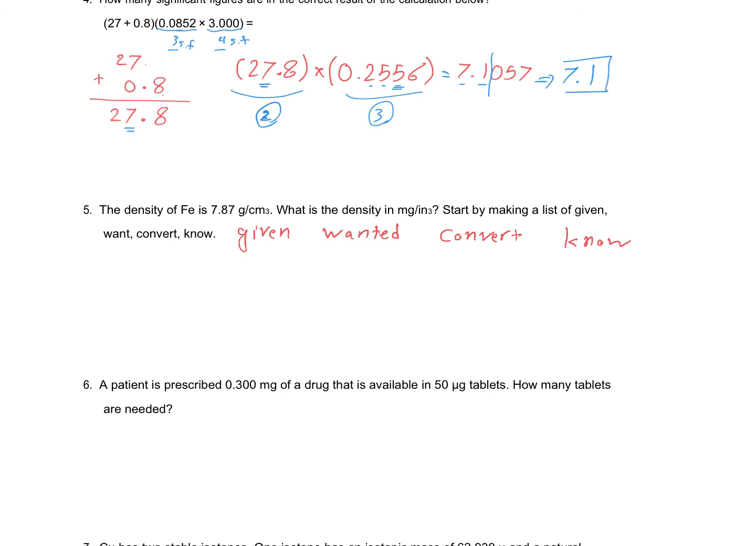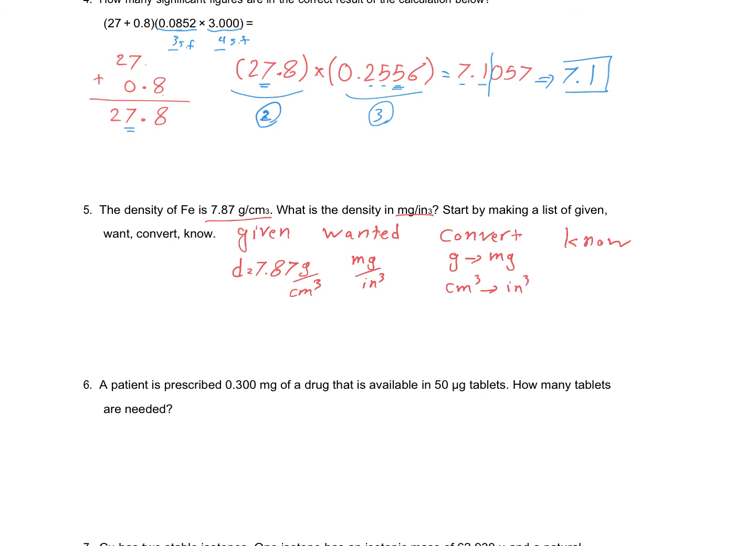Okay, what is given? Reading the question, you see the data that is given is the density. So we have the density as 7.87 gram per cubic centimeter. What is wanted? It says what is the density in milligram per cubic inches. So we want the density in milligram per cubic inches. What do we want to convert? If you look at the units, we have to convert gram to milligram, and we have to convert cubic centimeter to cubic inches.